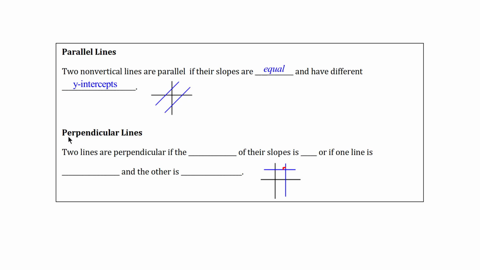Next, we have the definition for perpendicular lines. It states here that 2 lines are perpendicular if the product of their slopes is -1, or if one line is vertical and the other is horizontal. In the illustration on the right, you can see that we have an example of two perpendicular lines. In the next example, we're going to use this information to determine whether or not a pair of lines are parallel or perpendicular.